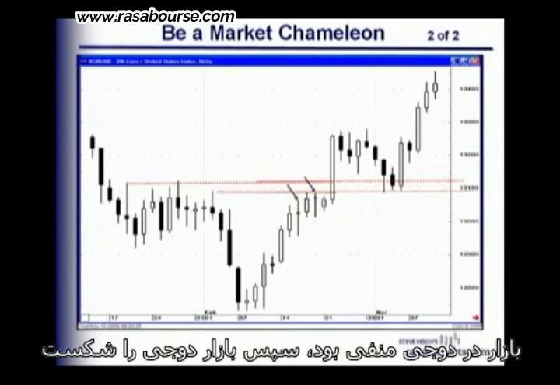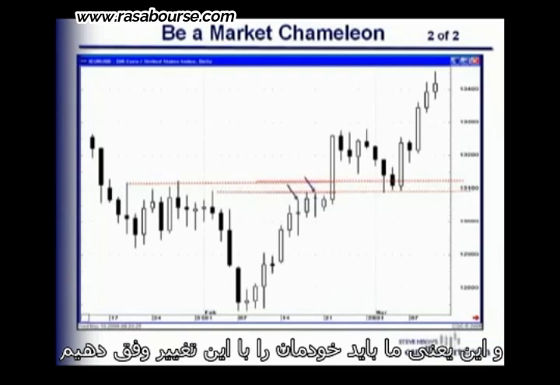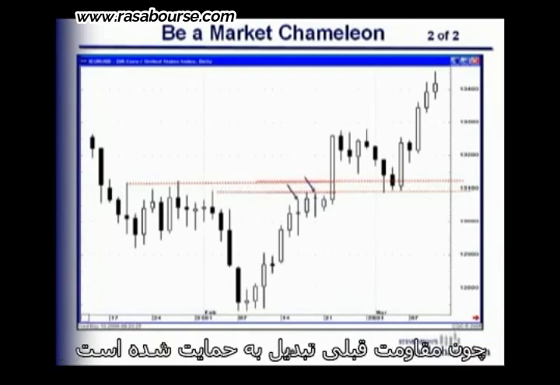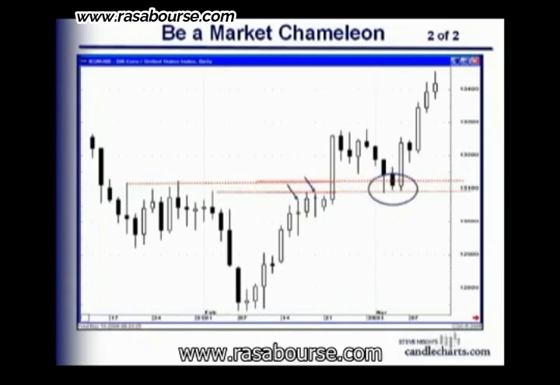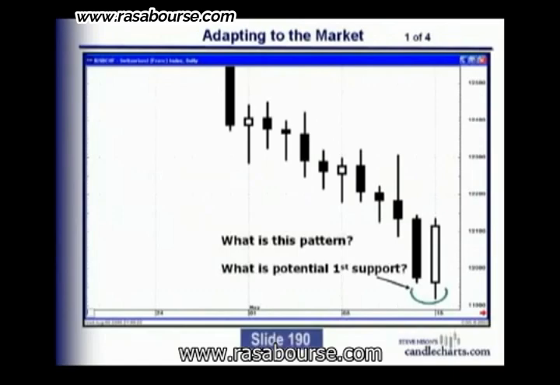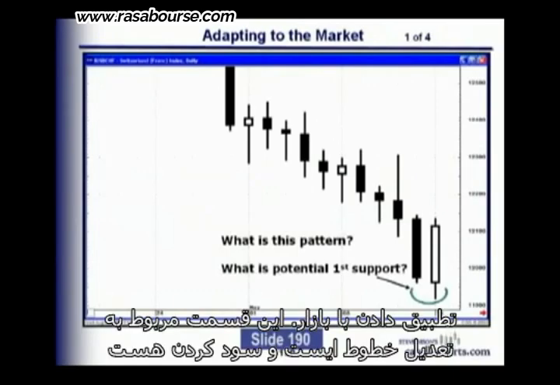With those doji, the outlook was negative. The market pushed above the doji. It's telling us that our outlook should adapt to it. And because it was a prior resistance area, old resistance should be new support. Okay. Adapting to the market. And this section has to do with maybe adjusting stops or taking some profits.